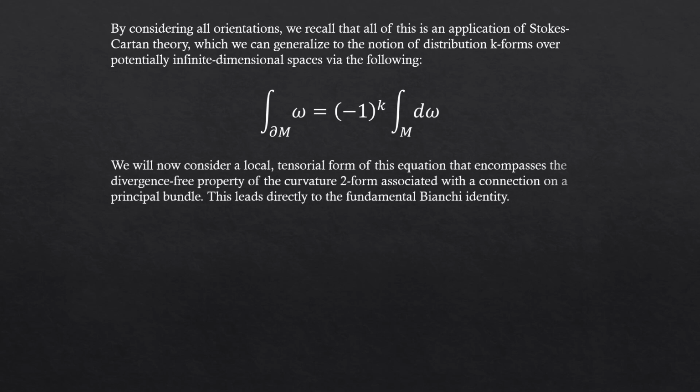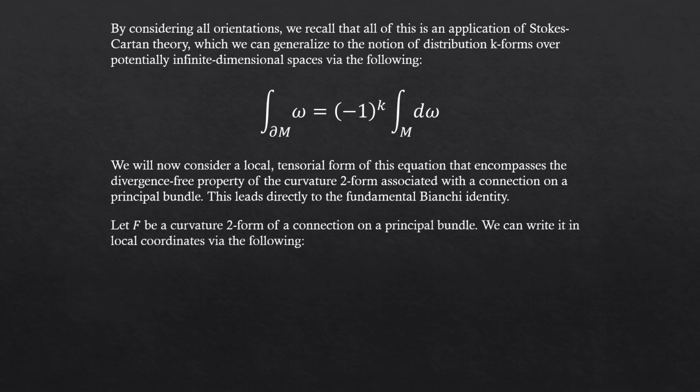But now we want to consider a local tensorial form of this equation that encompasses the divergence-free property of the curvature 2 form associated with the connection on the principal bundle. This leads directly to the Bianchi identity. So let F be a curvature 2 form of a connection on a principal bundle. We can write it in local coordinates via the following.